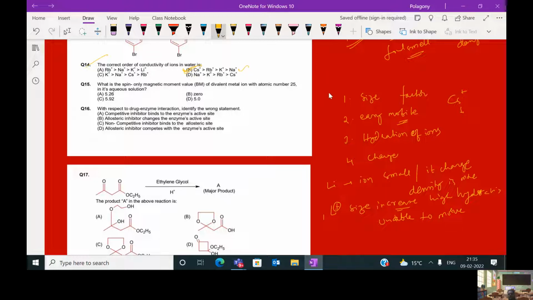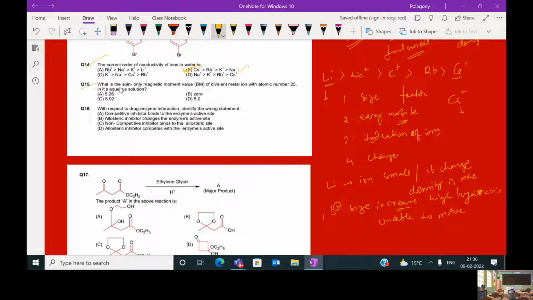That means the hydration property of lithium is greater than sodium, sodium is greater than potassium, potassium is greater than rubidium, rubidium is greater than cesium. So lithium gathers more water molecules, then its size increases and it is unable to move, and sodium also gathers more water molecules than potassium and rubidium. The hydration property for cesium is less. So the B answer is the most appropriate one.